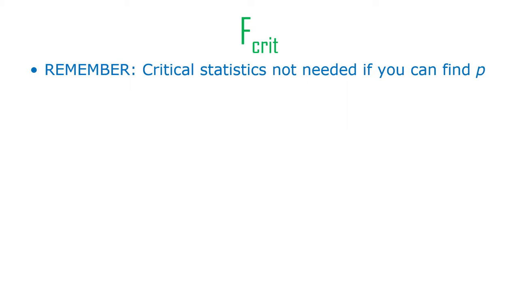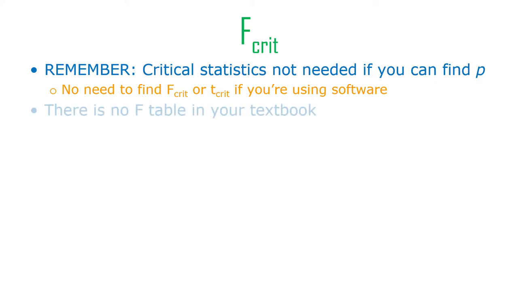Now, it's actually quite easy to get specific information about p if you have any kind of software at all that's reasonably intelligent. So this is a leftover from the days of tables, but I guess it works for students who don't necessarily have laptops at their desks all the time. So we're going to use F critical for our hand calculations. You don't need to find that if you're using software, because you just get the p-value and say, is it less than 0.05 or is it less than 0.01? The F critical is only for people who can't find p-values.